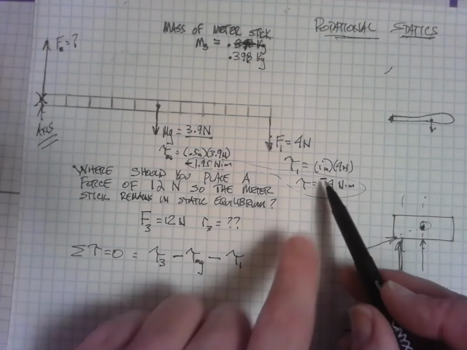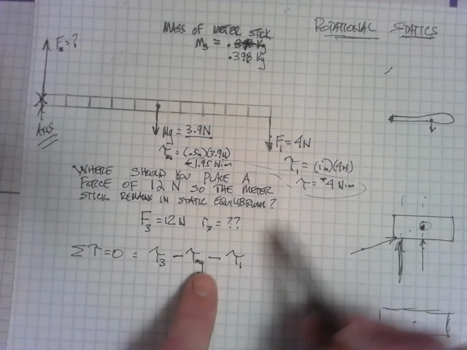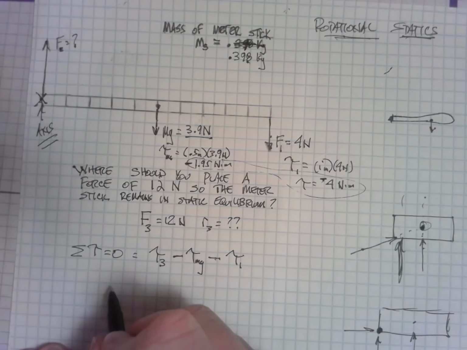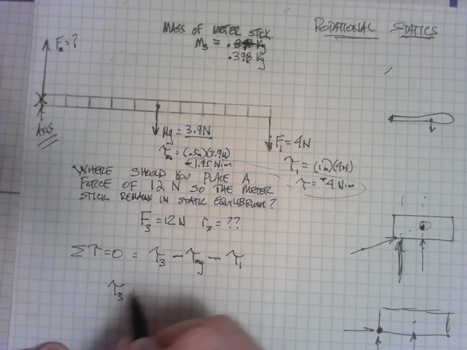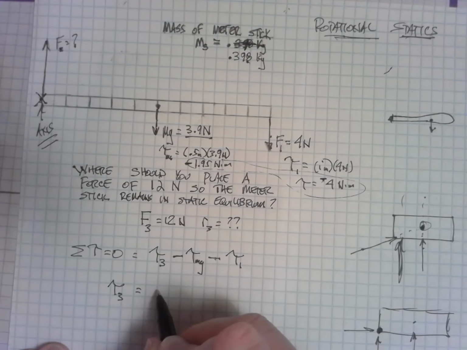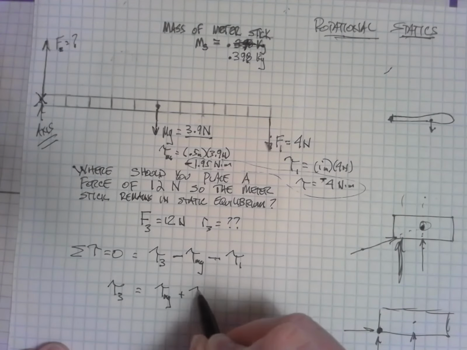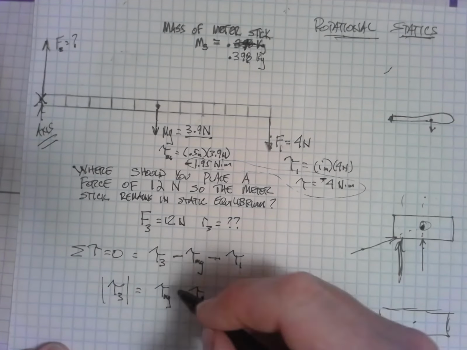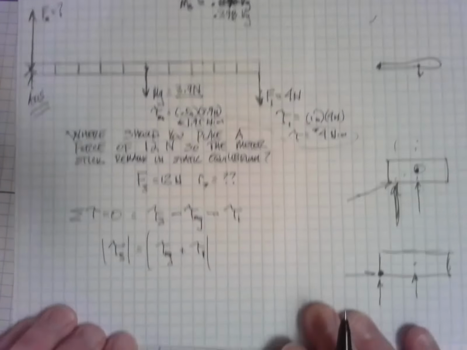So I know I put a negative sign here. Don't duplicate it. Don't bring the negative sign down here. We'll just let this take care of that. So bottom line is torque 3 needs to equal the torque produced by the weight plus the torque produced by force 1. We can even say their magnitudes need to be equal and just clarify that.